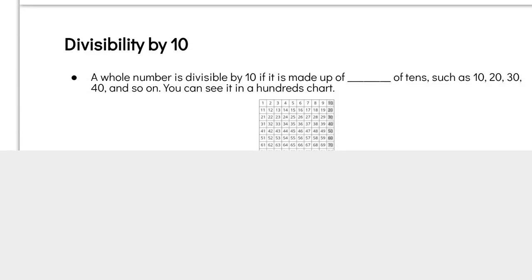Let's look at divisibility by 10. A whole number is divisible by 10 if it is made up of groups of 10, such as 10, 20, 30, 40, and so on. And you can also see this in a hundreds chart.